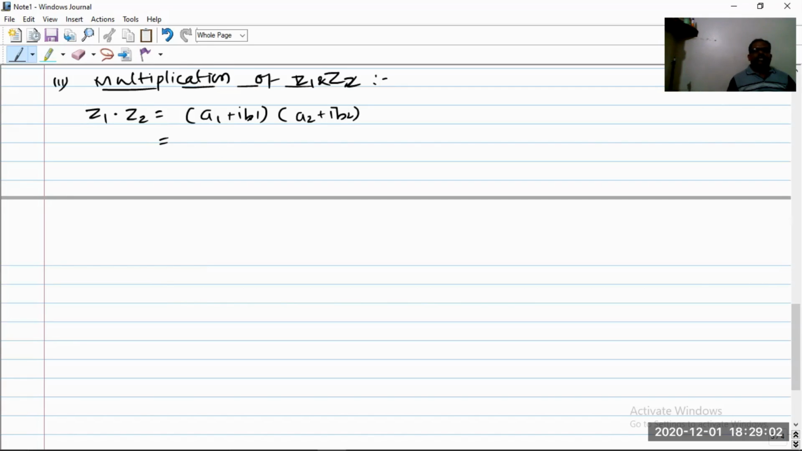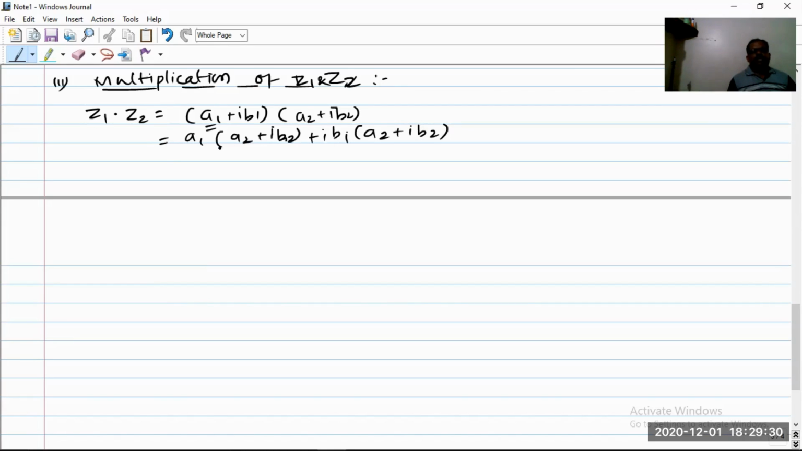Now if we take the product of two binomials, how can the binomials be simplified in real numbers? We can do it like this. We first take the first term of the first binomial and multiply it to the second binomial. So it is A1 times A2 plus iB2, plus the second term of the first binomial, that is iB1, multiplied to the second binomial, A2 plus iB2.